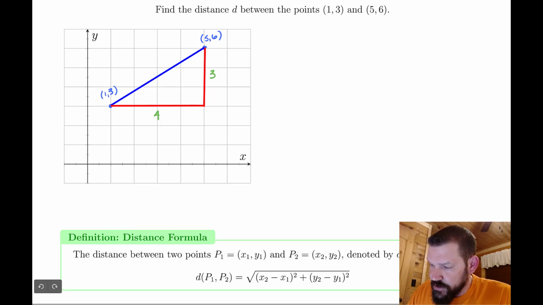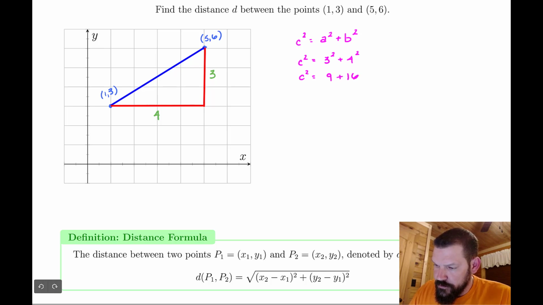So the Pythagorean theorem tells us that c squared, that's our hypotenuse, is equal to the leg squared plus leg squared. Our 2 legs are 3 units and 4 units respectively. So we have c squared is equal to 3 squared plus 4 squared, and we get c squared is equal to 25.